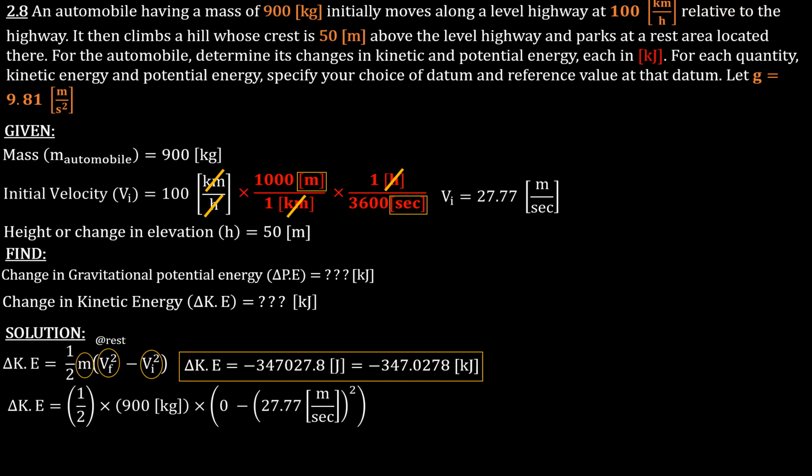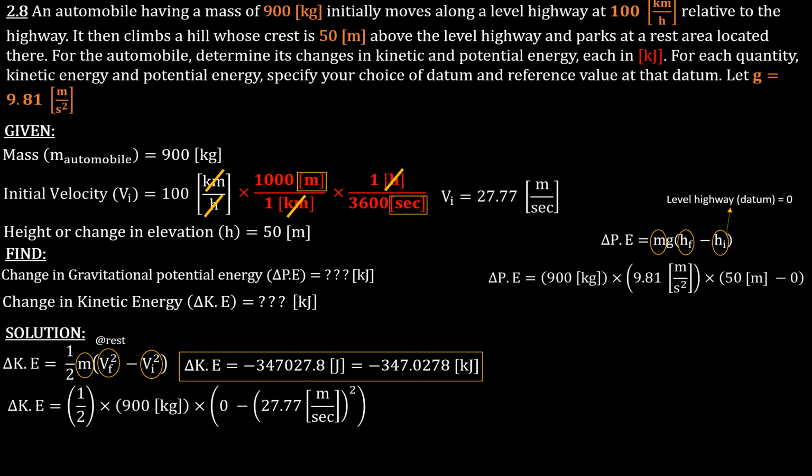So that will be the change in kinetic energy. Now what about the change in potential energy? So the mass, we know it. The initial height, which will be our level highway datum, will equal 0. And when it started to climb the hill, it reached an elevation of 50 meters. Now we plug the given values into the potential energy equation, and we plug this into our calculator, and we will be given 441 kilojoules.